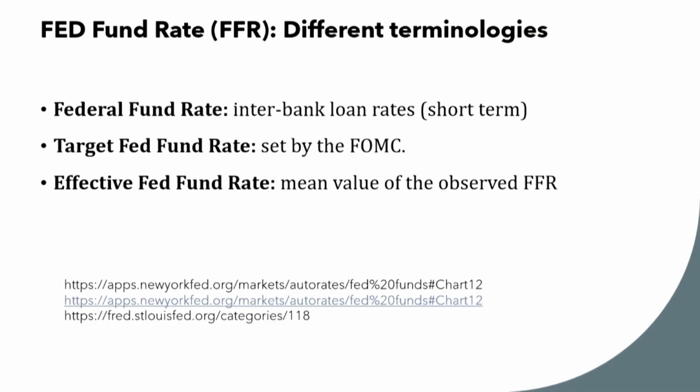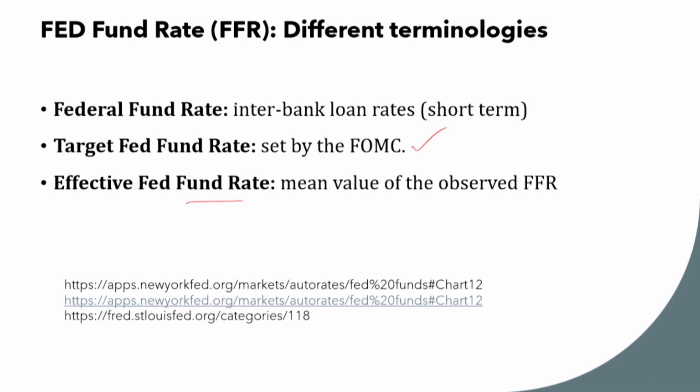So then comes the target Fed fund rate. This is set by the FOMC. This is what they wish to have as their target. This should be the Fed fund rate. And in order to attain that, the central bank, the FOMC, uses its monetary policy tools. Then the effective Fed fund rate, that is the mean value of the observed Fed fund rate.